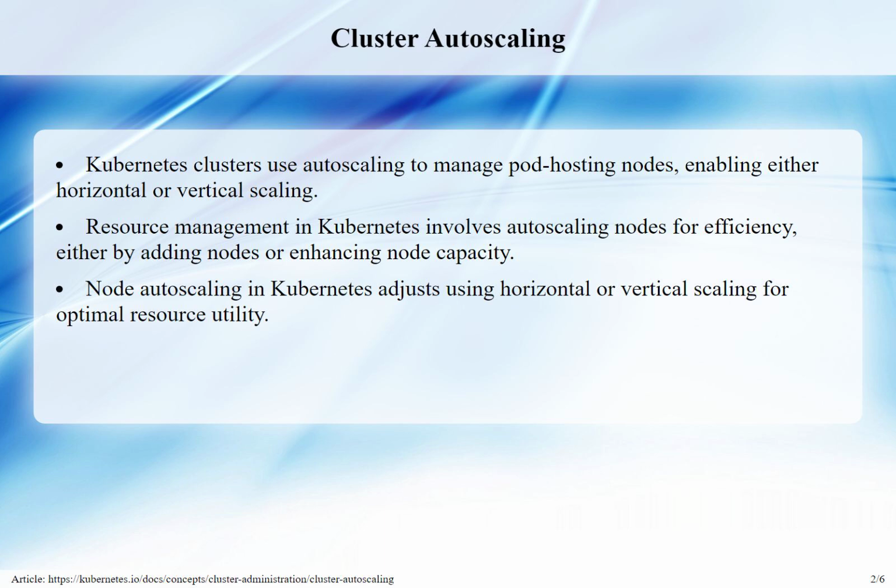Kubernetes clusters must provide enough nodes to run workload and system pods. Node autoscaling can increase node numbers, horizontal scaling, or boost capacity of existing ones, vertical scaling, ensuring adaptability. Beyond simple scaling, Kubernetes can automatically adjust in complex ways for optimal node utilization.